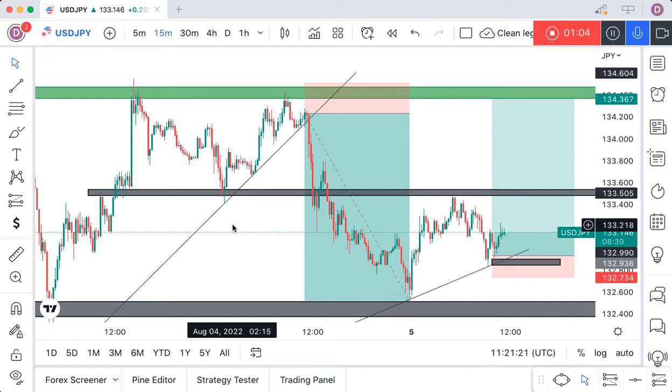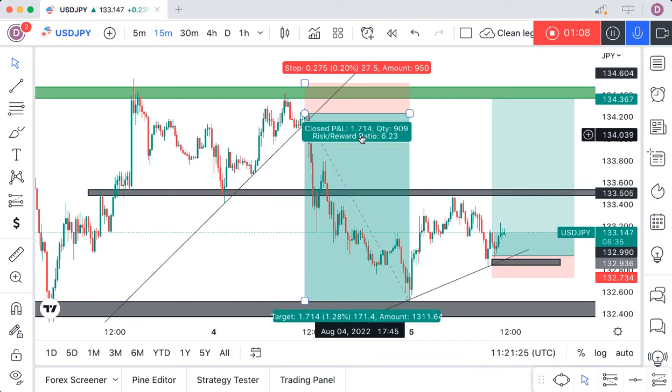Now, for this particular pattern, this is a setup that I sent to the free group on Telegram and also the VIP signal group, where we got over 100 pips on this trade. I made about $4,000 trading this pair yesterday, which was the 4th of August 2022, at around 4:30. So, quick one.